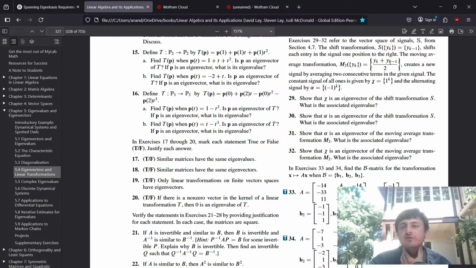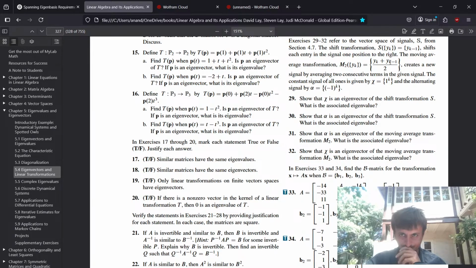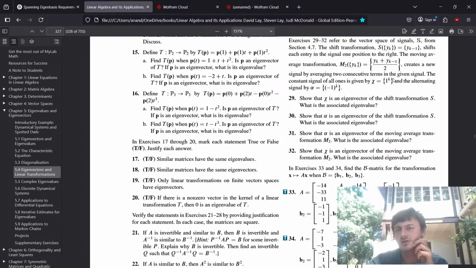Exercises 29 through 32 refer to the vector space of signals S from section 4.7. The shift transformation S shifts each entry one position to the right. The moving average transformation M2 takes the sum of y_k and y_{k-1}, divides by 2, and creates a new signal by averaging two consecutive terms in the given signal. The constant signal of all ones is given by chi. This is kind of strange notation, but I'm chill. And the alternating signal is (-1)^k.